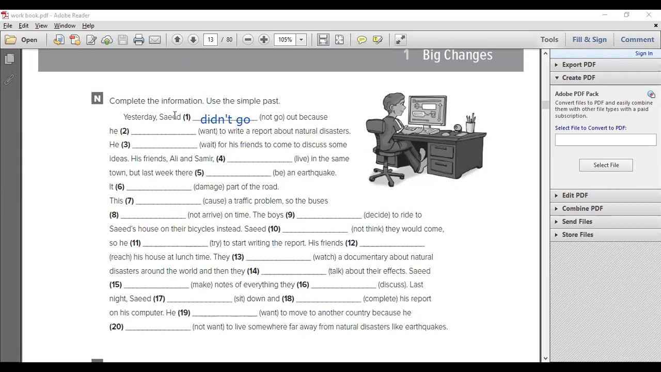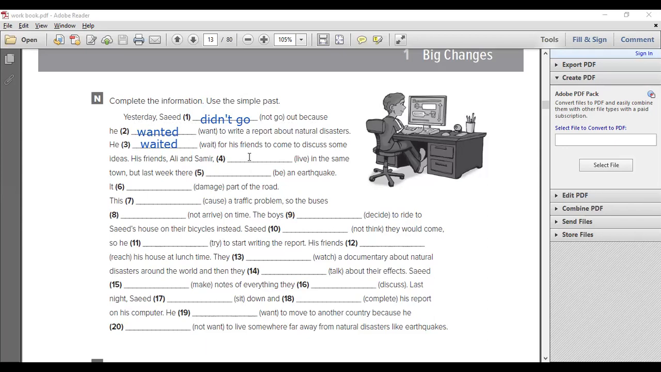Number 2. So Saeed did not go out because he, and then we have want. Yes, Faye. Wanted. Yes, wanted. Thank you. To write a report about natural disasters. He, Jana, you have the verb wait. He wait, ed. Waited. Yes, excellent. So he waited for his friends to come to discuss some ideas.